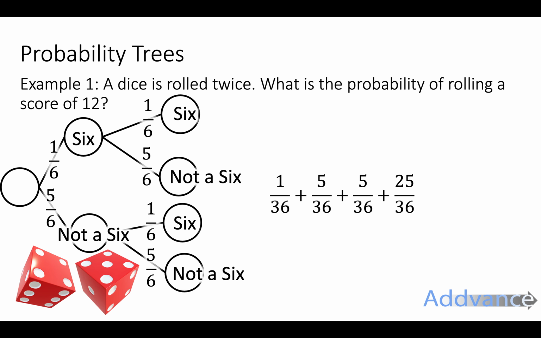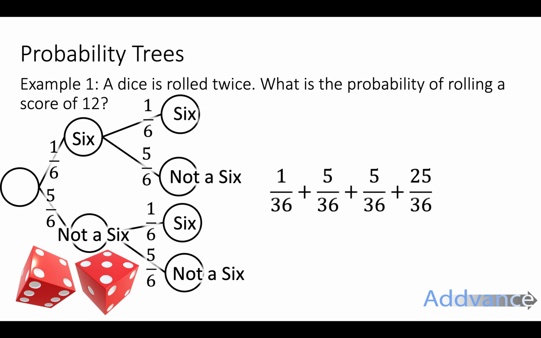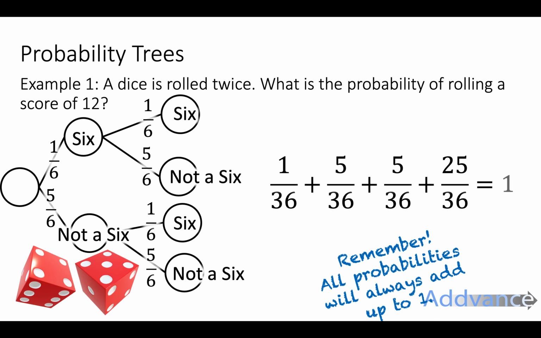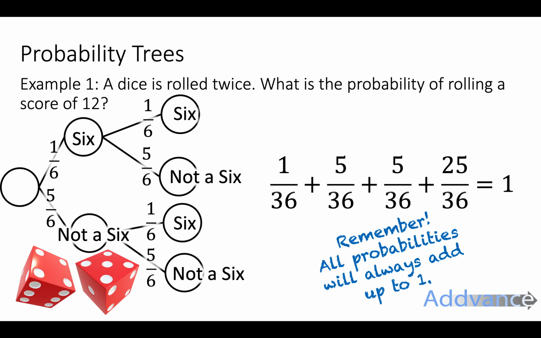We've also got to realise that when we add all the probabilities together, we do get 36 out of 36, which is one whole. And you should always remember that probabilities will always add up to be one whole. That's a good way to check your work. So after you finish a probability tree, add up all the branches and just check that all the probabilities add up to one whole.